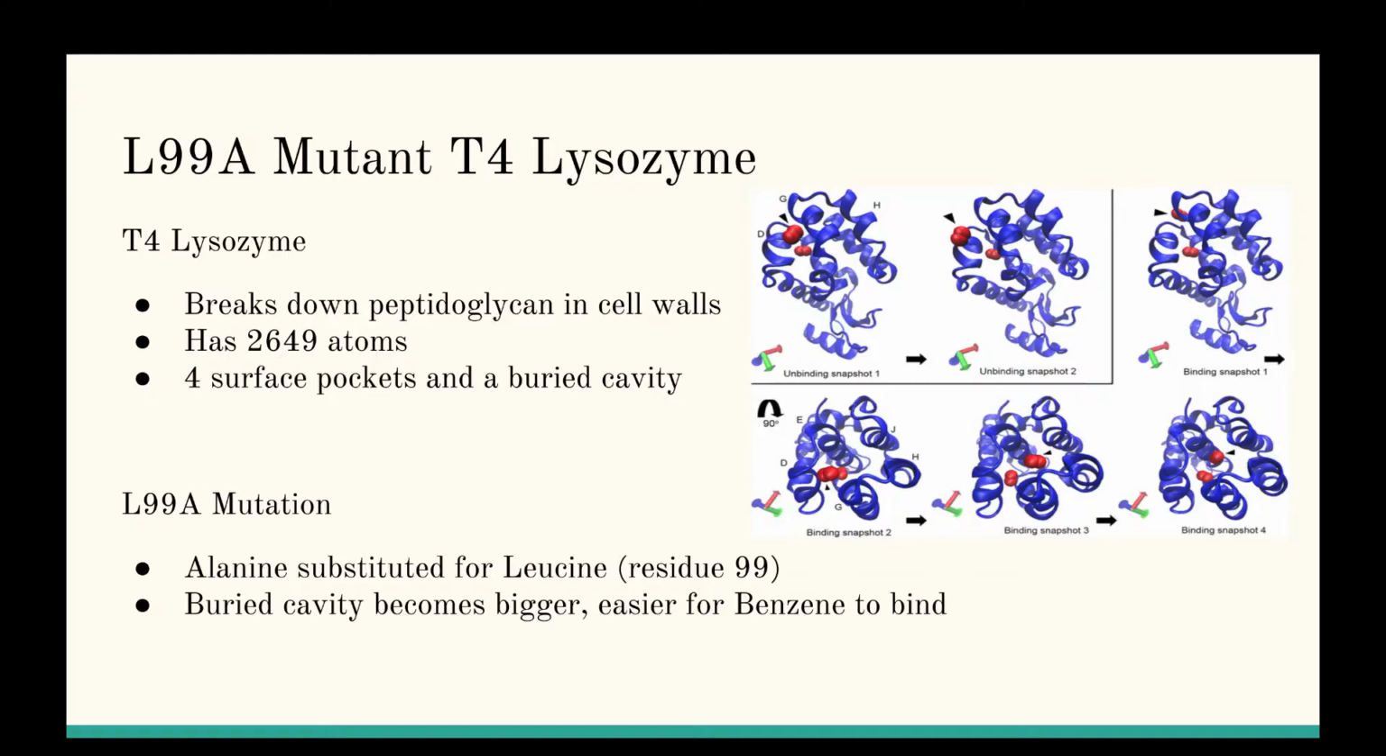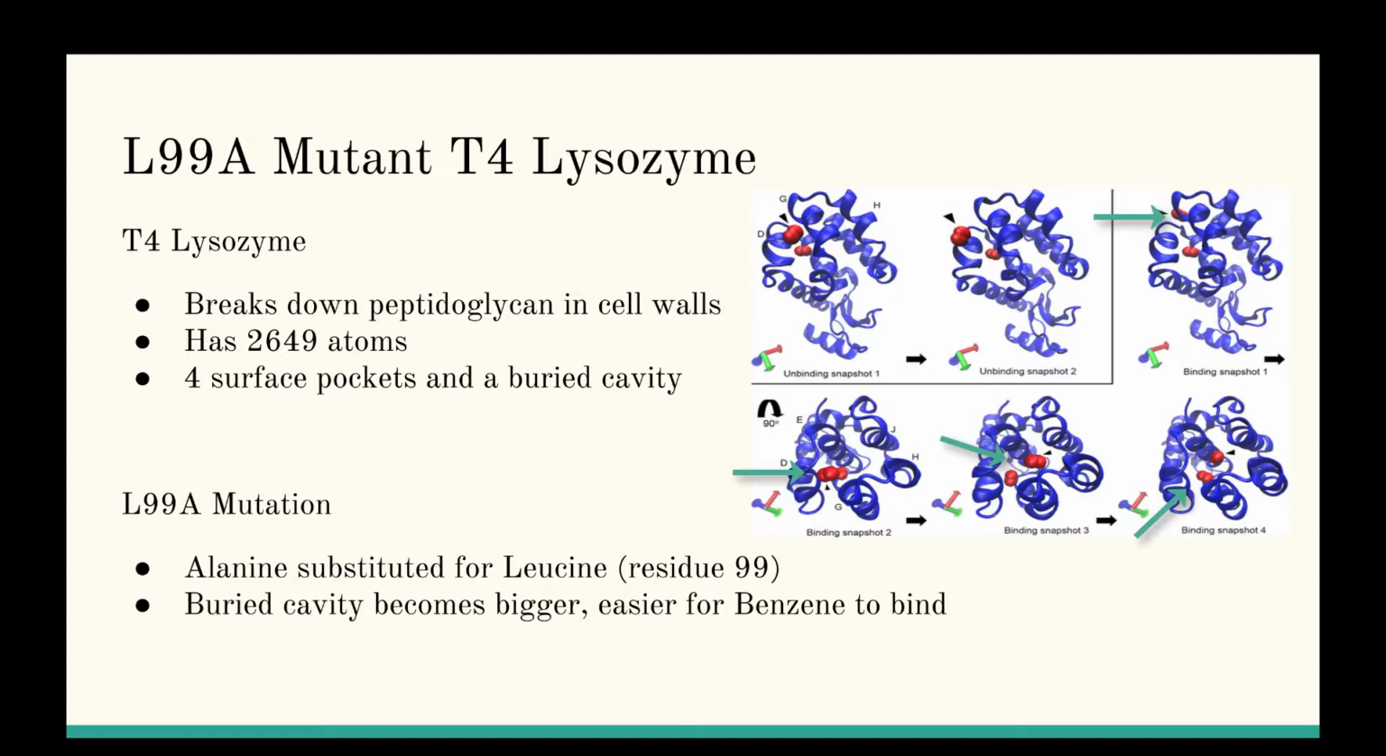L99A T4 lysozyme is. First of all, T4 lysozyme is a protein that breaks down peptidoglycan in bacterial cell walls. As I mentioned earlier, the T4 lysozyme L99A mutant has 4 surface pockets, but it also has a buried cavity in which molecules can bind that can help prevent the protein from unfolding and becoming denatured. The L99A mutation is a substitution of the amino acid alanine in place of leucine, which is residue number 99. This mutation enlarges the pre-existing cavity, making it easier for molecules to bind to the cavity.